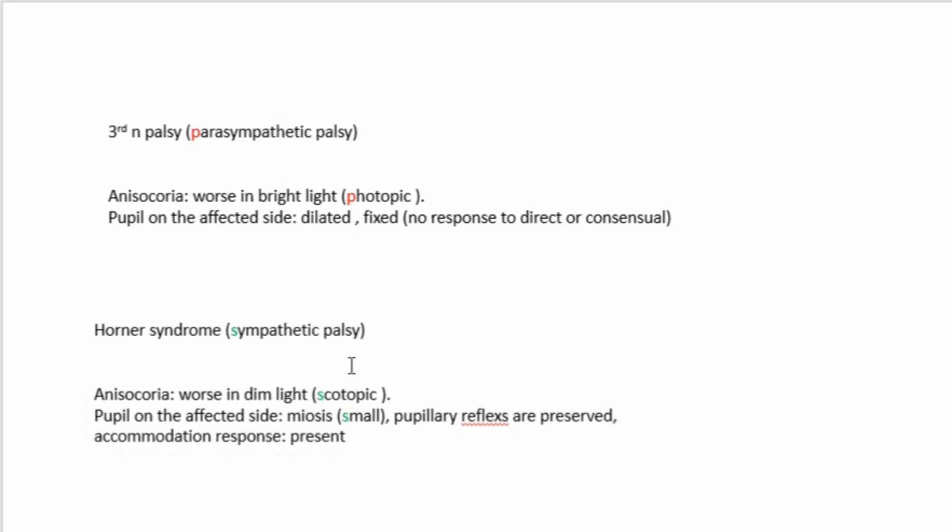So this is an important slide, and you have to keep it in your mind. This is a kind of mnemonic. Parasympathetic, you have P, and here P, photopic. If you imagine the pupil is dilated, is big, but big starts with B, which is similar to P. And in Horner, we have sympathetic, so anisocoria is worse in scotopic, S, again S, and we have a small pupil.